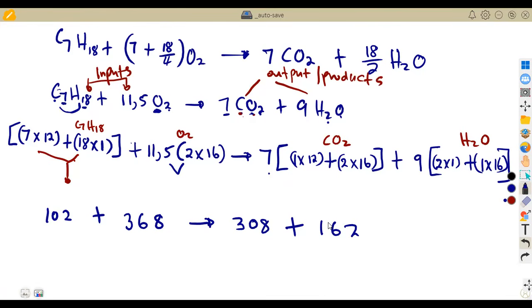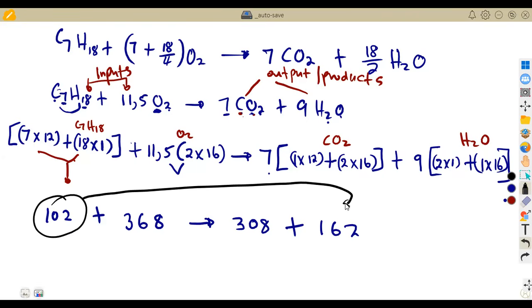Okay, I want to explain this stage because most of us have a confusion to say, why do we have to divide by 1 or 2 or this and that? Why do we have to divide by this value? This is what is happening, guys. We need the mass of oxygen that is going to burn this fuel that we are given. We need to burn this fuel to have these products here.